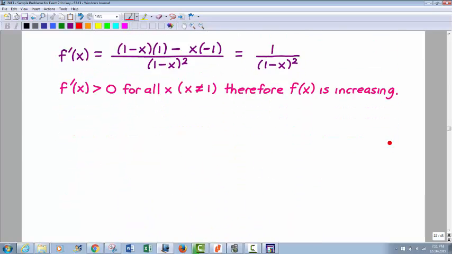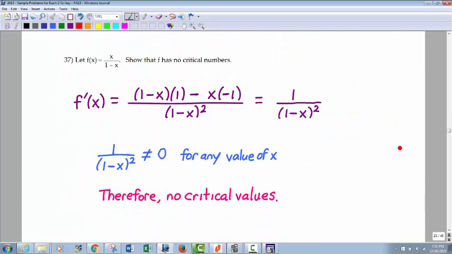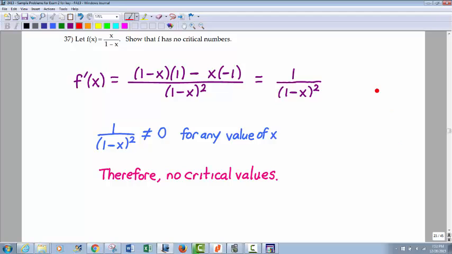Same problem? Yeah. I guess these two could have been combined in the same problem. No critical numbers. Because if you set that derivative equal to 0, you'd be trying to set the numerator equal to 0. Well, 1 equals 0, that's kind of a contradiction, correct? There's no variable there, so 1's not ever going to be 0. No critical numbers.